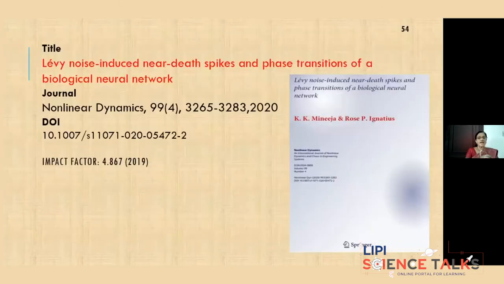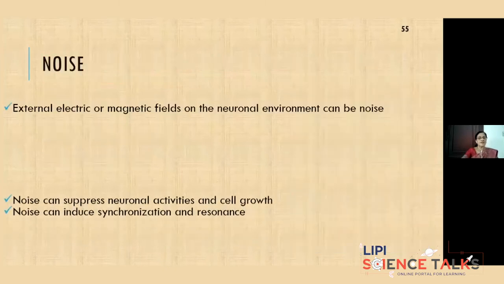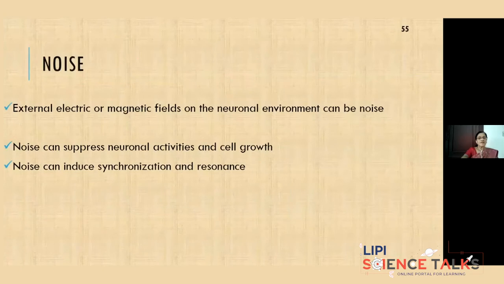We have to examine what is the influence of Lévy noise in the neural network. Noise can be from inside the neural network or from outside. External or internal electric and magnetic fields on the neural environment can act as a noise. Noise can suppress neuronal activity and cell growth, and also noise can induce synchronization and resonance.